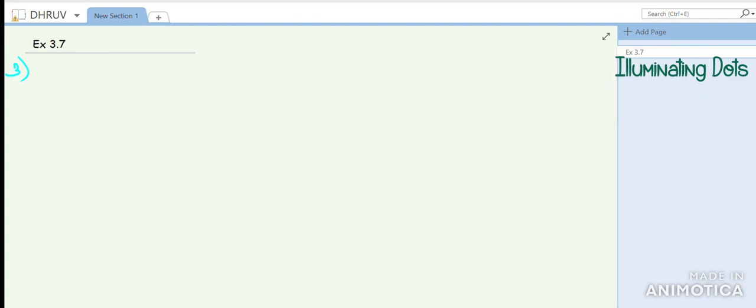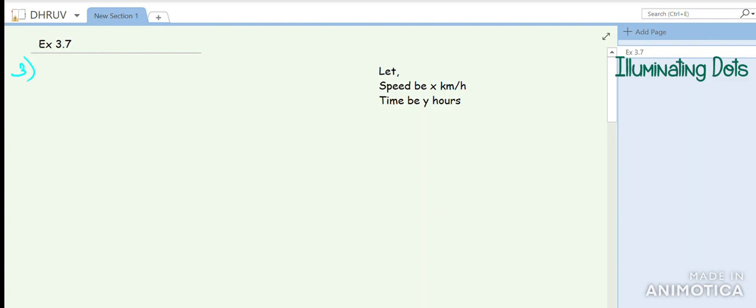Now question says a train covered a certain distance at a uniform speed. If the train would have been 10 km per hour faster, it would have taken 2 hours less than the scheduled time, and if the train were slower by 10 km per hour, it would have taken 3 hours more than the scheduled time. Find the distance covered by the train. So we will assume that let speed be x kilometer per hour and time be y hours.